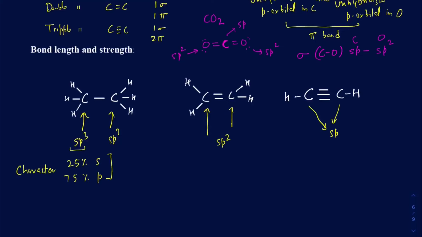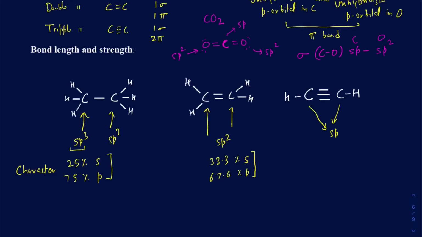But when I'm looking at the sp2, it's going to have 33.3% s character, and it's going to have, let's say, 67.6 to make a total of 100 roughly, p character. So you have more p character in the sp3 hybrid than in the sp2 hybrid.